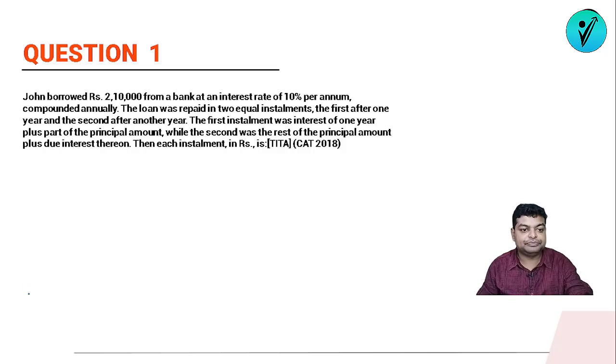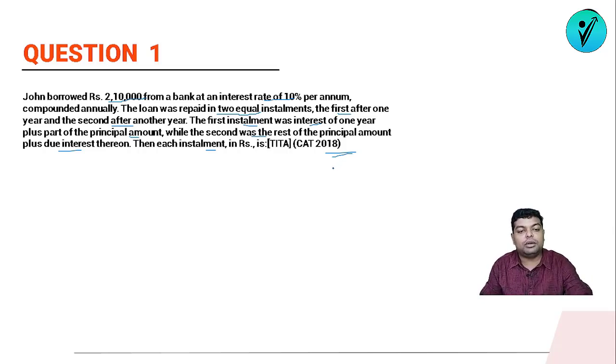The question says that John has borrowed rupees 2,10,000 from a bank at an interest rate of 10% per annum, compounded annually. The loan was repaid in 2 equal installments, the first after 1 year and the second after another year. The first installment was the interest of 1 year plus part of the principal amount, while the second was the rest of the principal amount plus due interest thereon. Each installment in rupees is? So we simply have to find the value of the installment. What will be the value of each installment? The question has been taken from CAT 2018's paper.